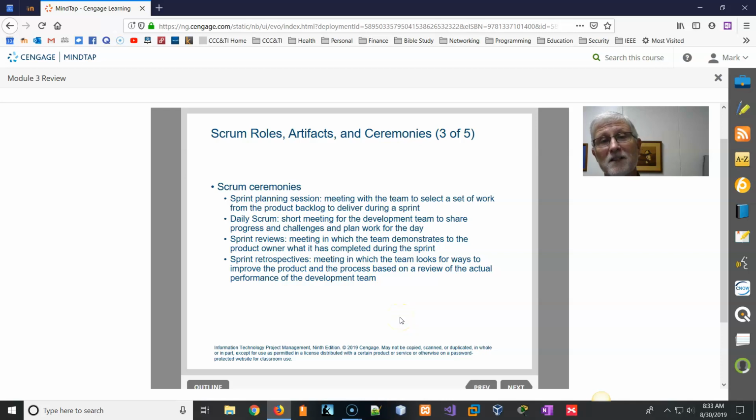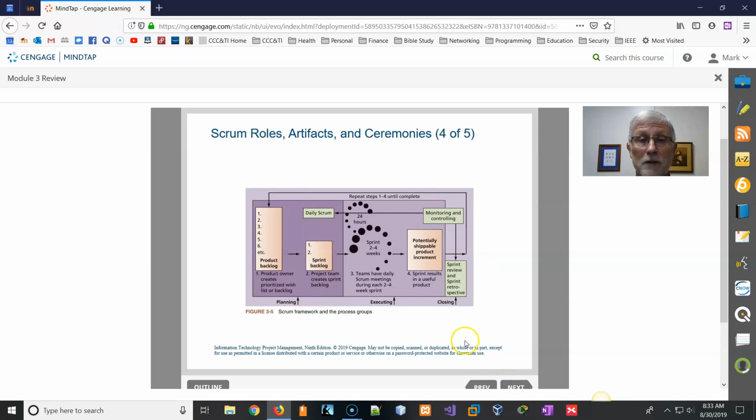Now, there are certain ceremonies. You've got a planning session, a daily scrum. That's a short meeting with the development team just to share progress and challenges. Sprint reviews, a meeting in which teams demonstrate what was completed during the sprint. And sprint retrospectives just says, I look for ways to improve for future sprints that we're going to do. This diagram shows you all those different aspects here.